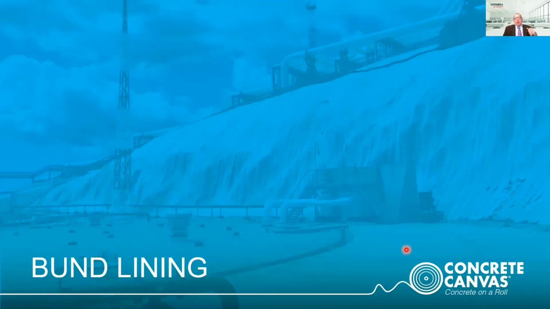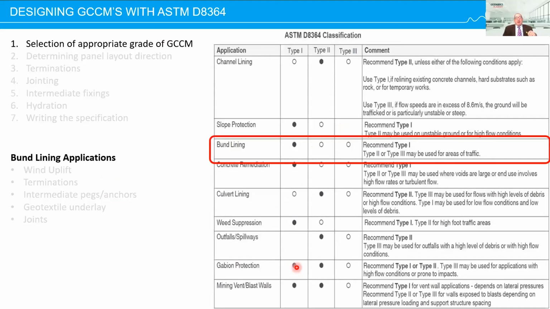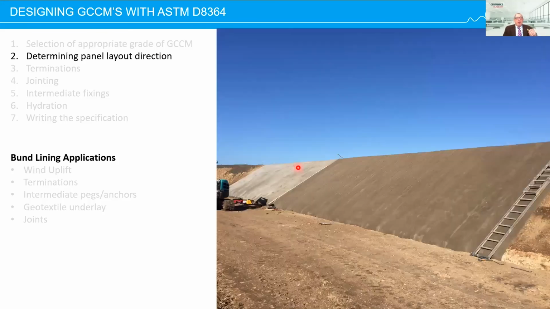Final application we'll look at is bund lining. Typical bund lining, we look at these 7 items, but we also look at considerations specific to bund lining. So again, we go to stage 1, we select our bund lining. We use a type 1 GCCM for this, for bund lining. Determining the layout, we use vertical layout.